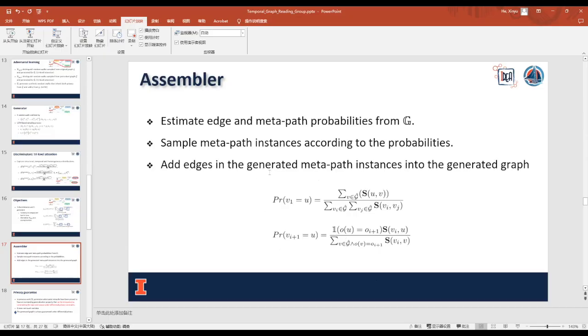After we sample these metapath instances, we add all the edges in the generated metapath instances into the generated graph. We do this instead of directly adding the random walks generated by the generator to the graph, because we think the walks generated by the generator can be low quality. Instead, we want to summarize the output and knowledge from the generator and extract the synthetic graph from the underlying distribution of the generator.